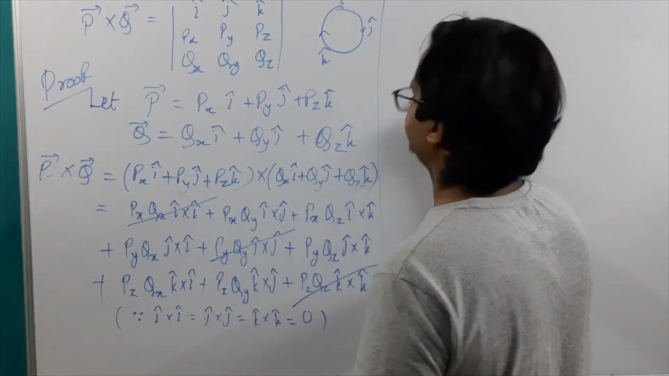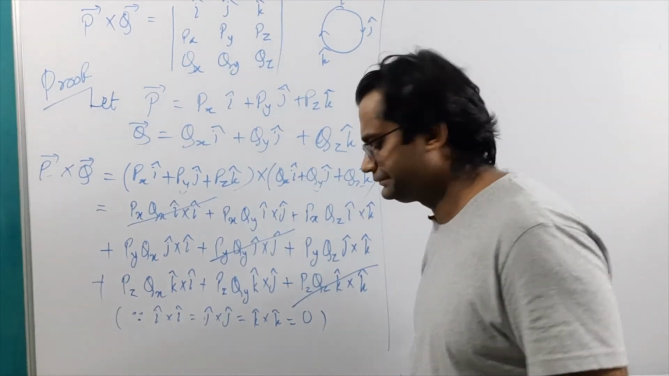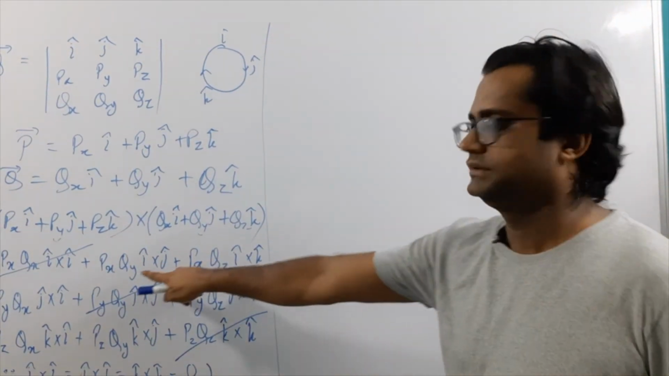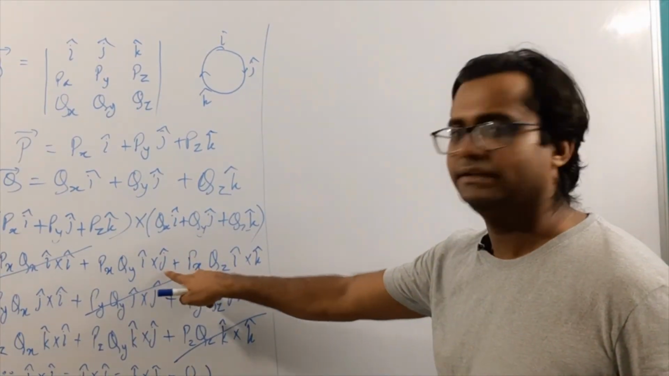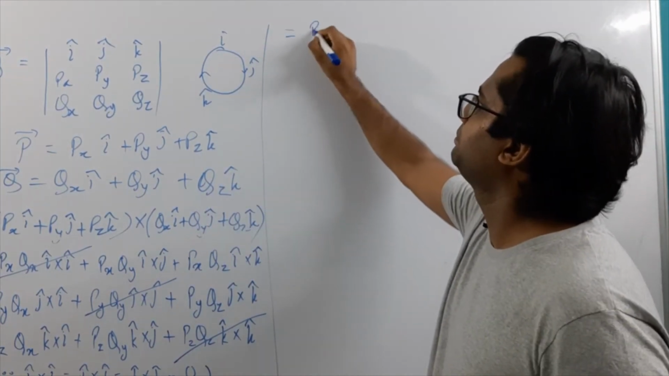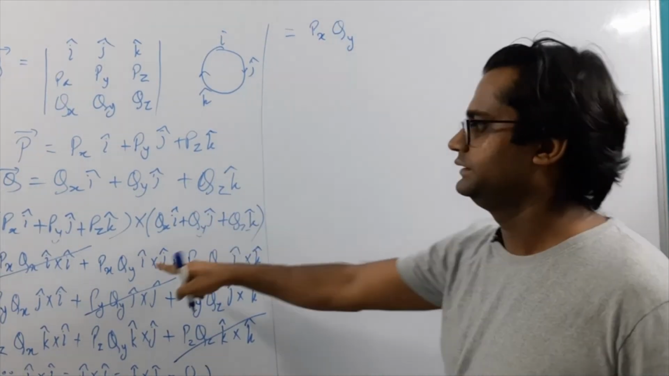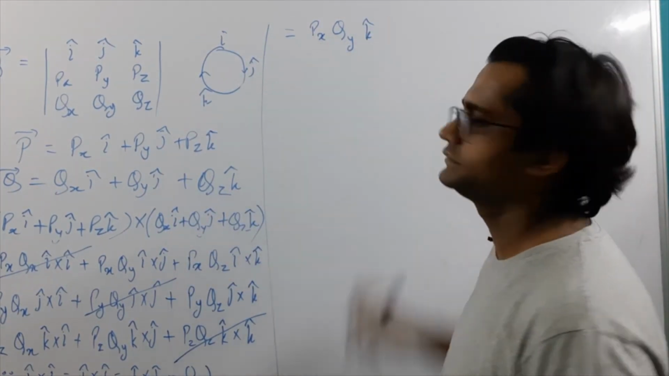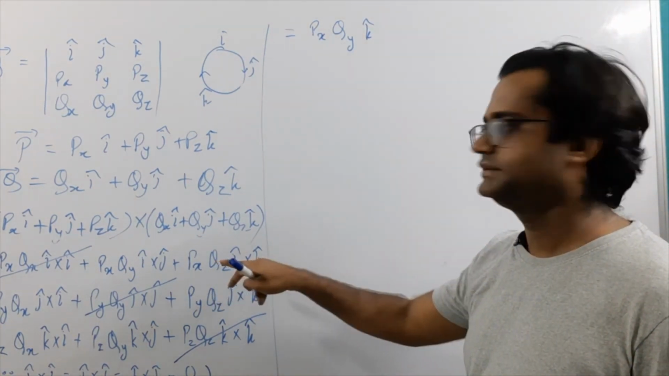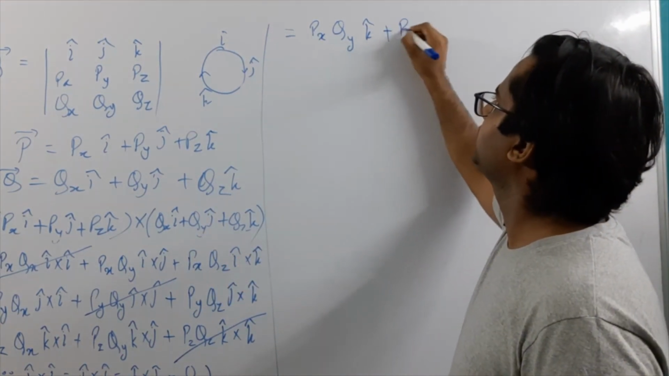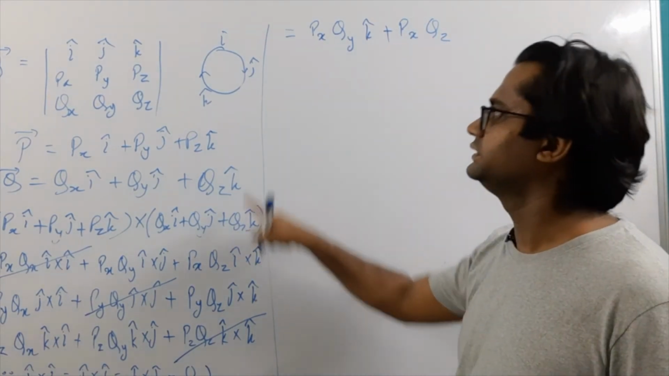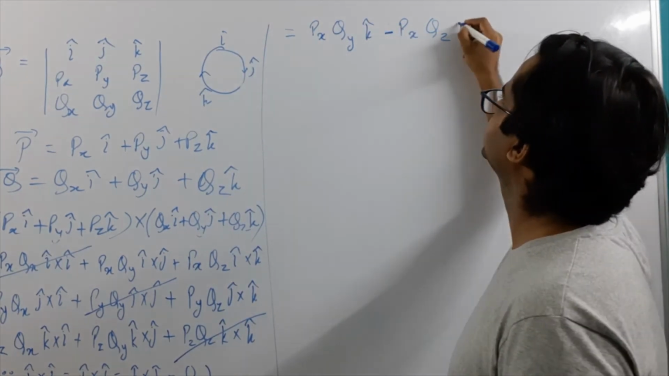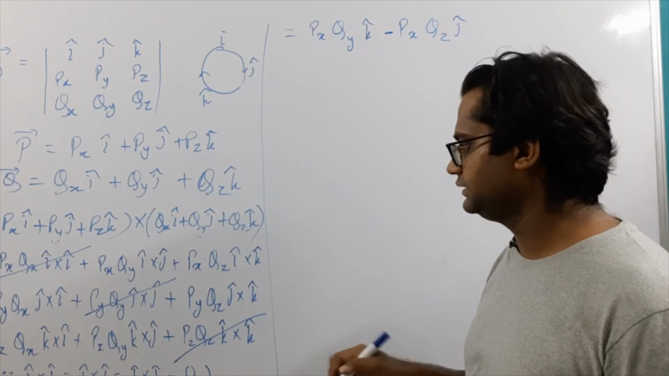Okay, so let us write all this in here. Now let us write px into qy, I cross j. In place of I cross j I will write k, so this will be k cap. This is my first term. Then px qz, I cross k. What is I cross k? It is minus j, so I'll write this minus here and j here. So this is my second term.